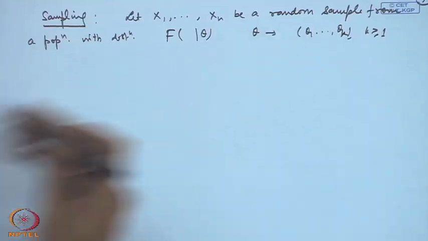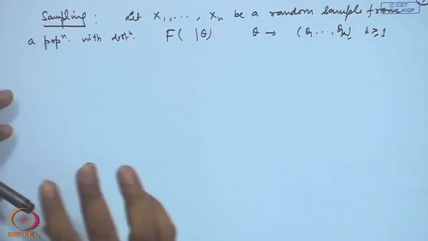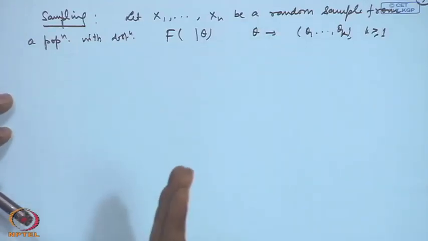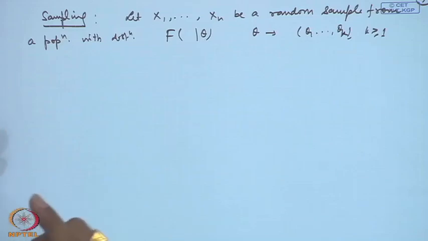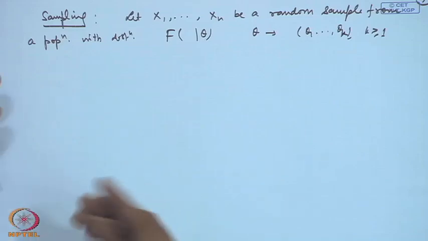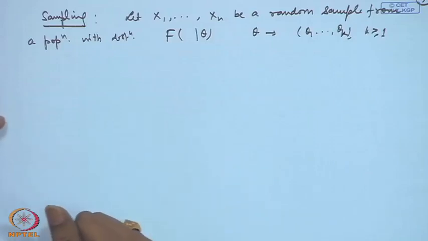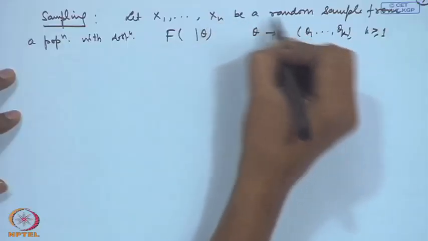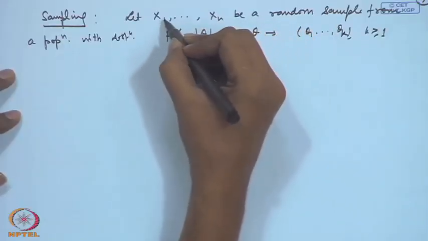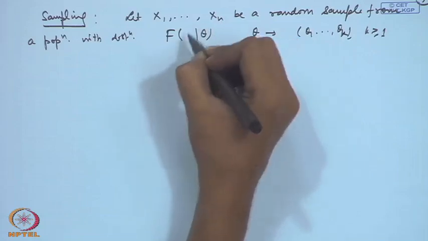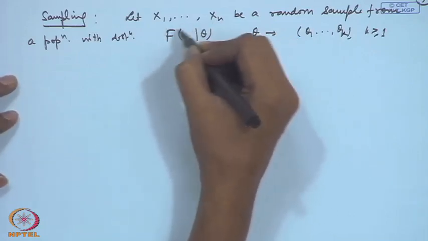As you have already seen in examples, the binomial distribution has two parameters n and p. The Poisson distribution has parameter lambda, which is one parameter. The gamma distribution has parameters r and lambda. The exponential distribution has parameter lambda and so on. When I say this is a random sample from this, basically I am saying each of x 1, x 2, x n is independent and identically distributed with distribution F.